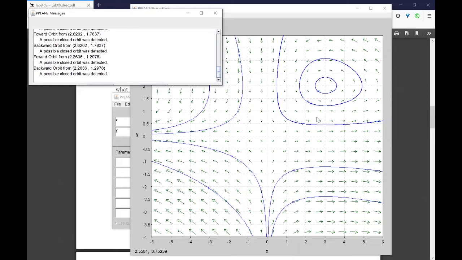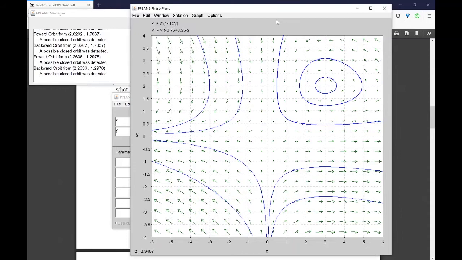We should notice that all the curves in the first quadrant here are closed. You can see in the p-plane messages that popped up in the upper left corner that a possible closed orbit was detected. This is due to a general theorem which says that for any nice autonomous system, any closed orbit must contain an equilibrium point.